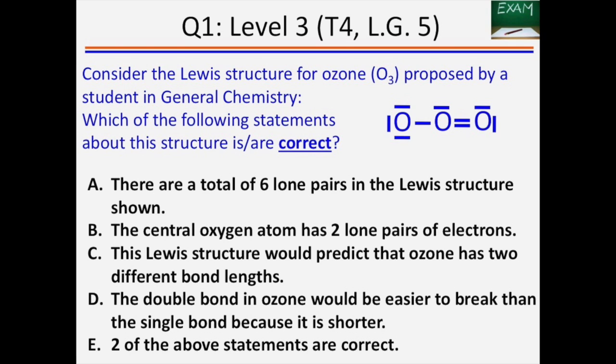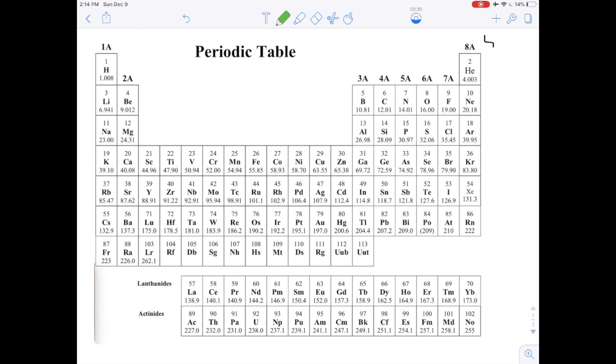Let's take a look at this question and how we're going to solve it. The first step to solving this problem is locating where oxygen is on the periodic table. Oxygen is in group 6, so it has 6 valence electrons. It must have 8 dots around each oxygen.